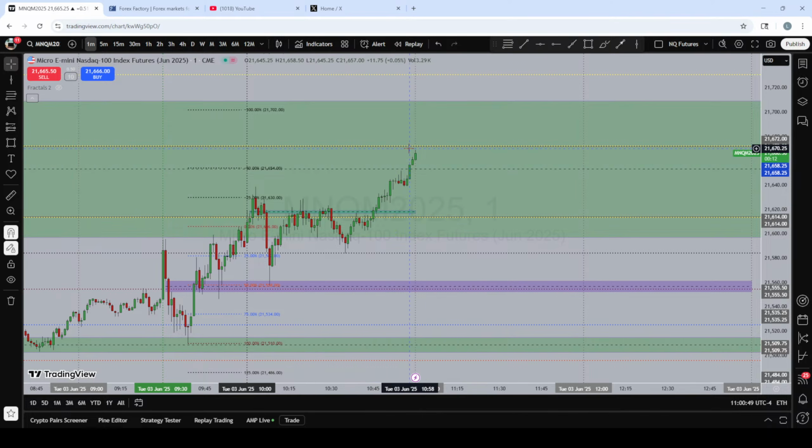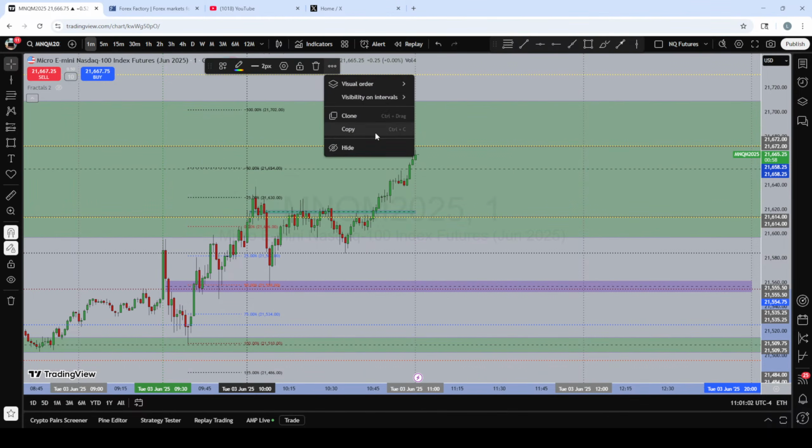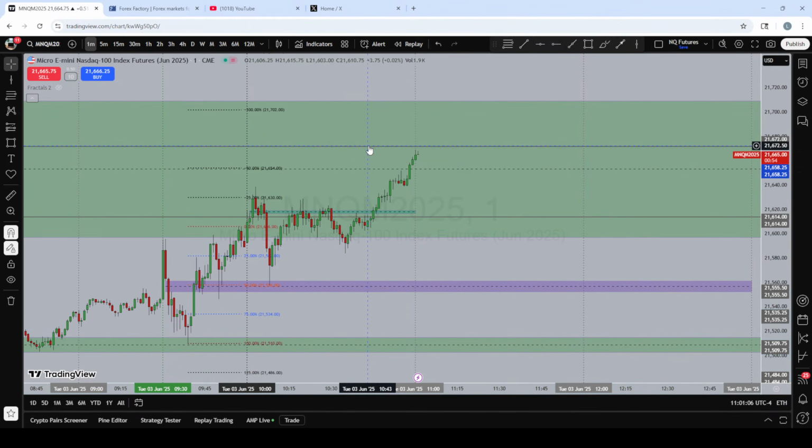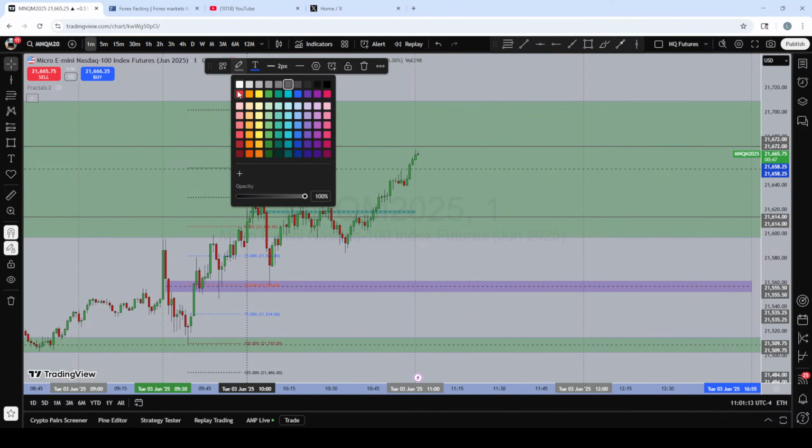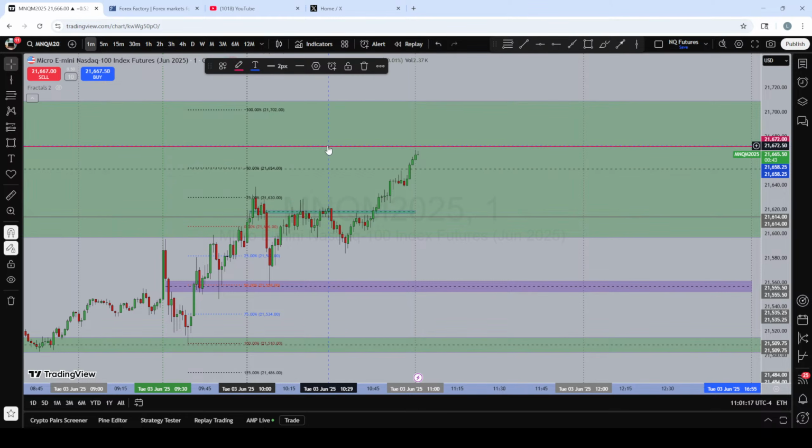If you don't believe me what that is, I'm going to change the color of that line. Delete this real quick. Let me hide that real quick because I'm going to need it later. So I'm going to change this color right here, so you can distinguish it.